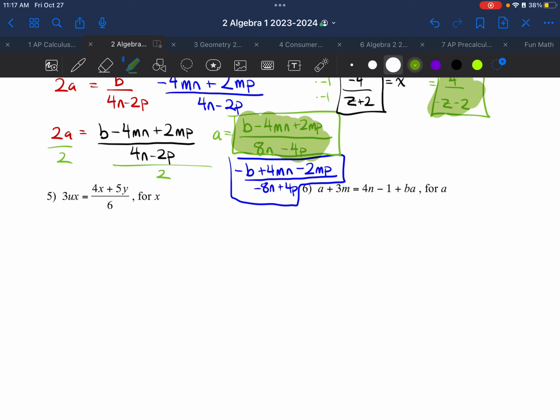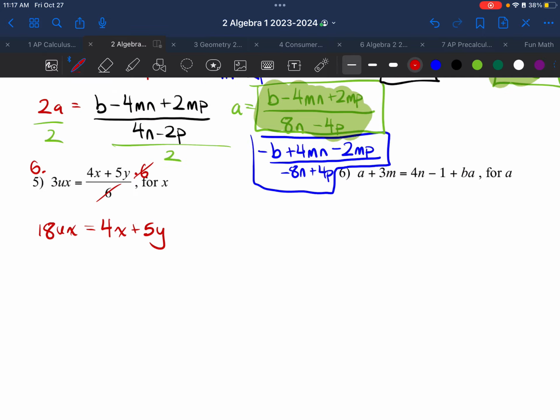Number 5, the first thing that I always look for is, can I get rid of a fraction? If there was a negative out front, I probably would have gotten rid of that first. But I have a 6 on the bottom. Let's go ahead and get rid of that. The way that we get rid of that is to multiply by 6 on both sides. 6 and 6 will cancel, leaving you with 6 times 3ux, which is 18ux, and on the right side I have a 4x plus 5y.